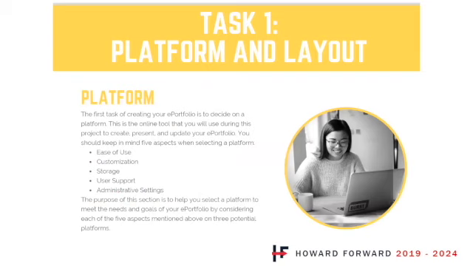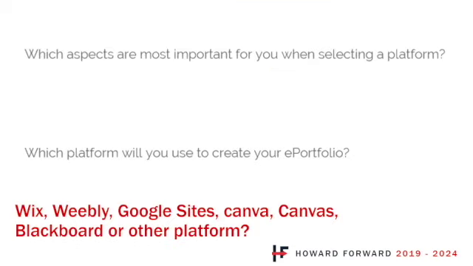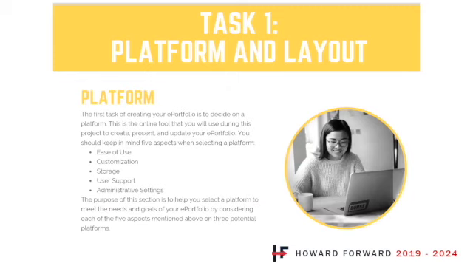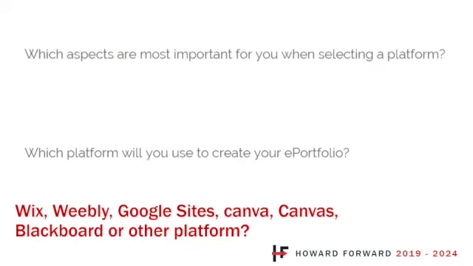For the platform you choose, what I want to demonstrate today is Google Sites, but I'm going to show you other platforms like Wix or Weebly. There are other platforms you can use. When you're selecting a platform, you want to ask these questions: ease of use, can you easily customize it, can you store your artifacts, does it have user support and administrative settings. Oh, and Canva, you can also create a portfolio using Canva, but it's the type that's more horizontal as opposed to vertical.